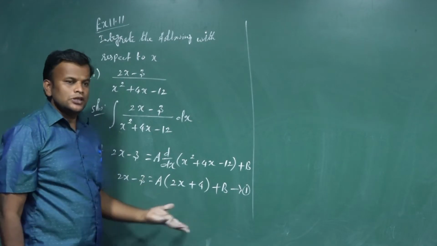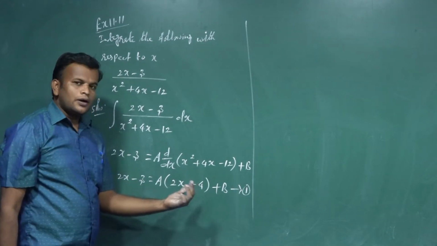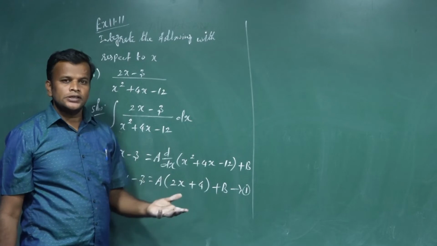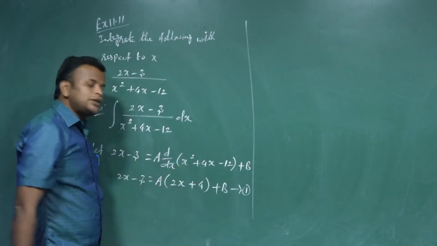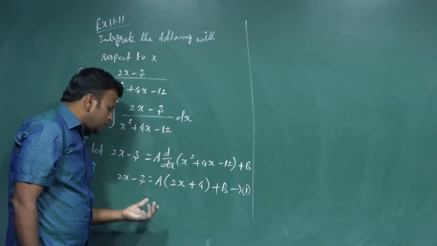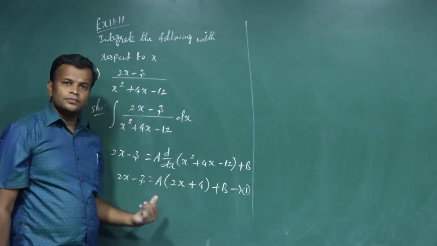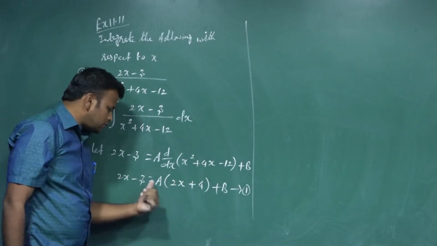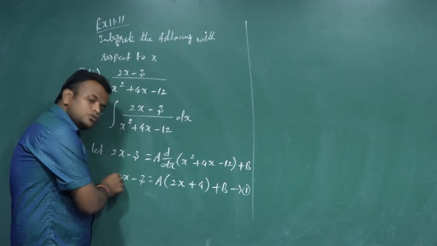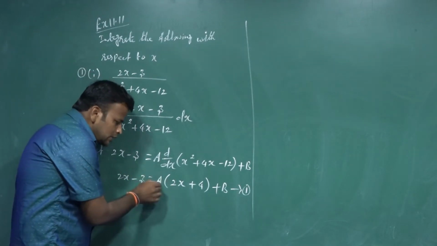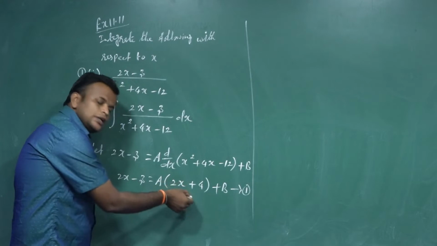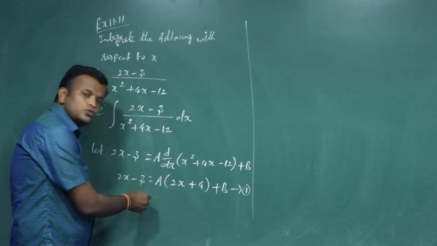So to find the unknown constants a and b, how to find? It is your choice. We put any value of x or equating. We already saw in partial fractions the concept of equating. I need the value of a, so equating the coefficient of x term. LHS is 2 and RHS we see a into 2x, so 2ax. So the coefficient of x is 2a.